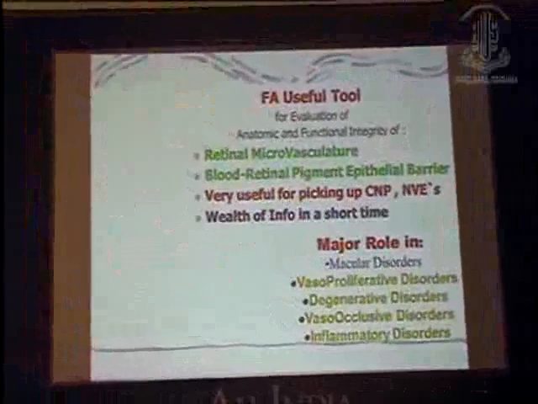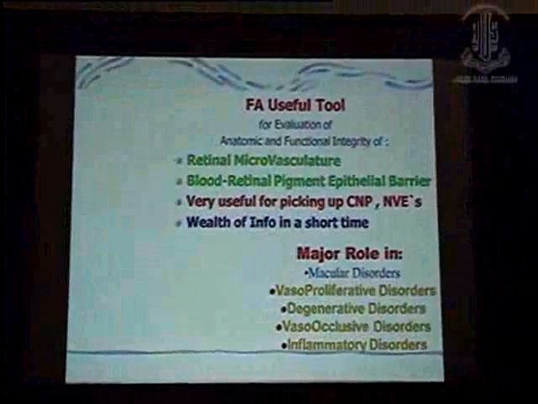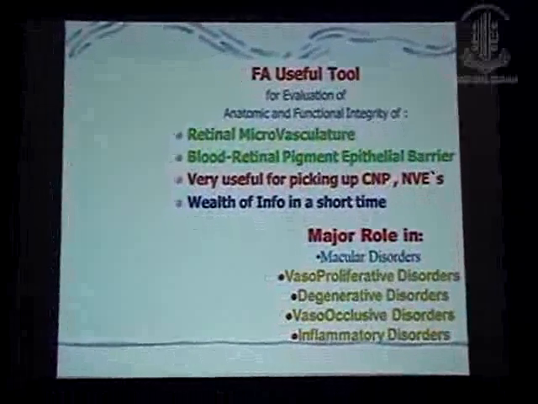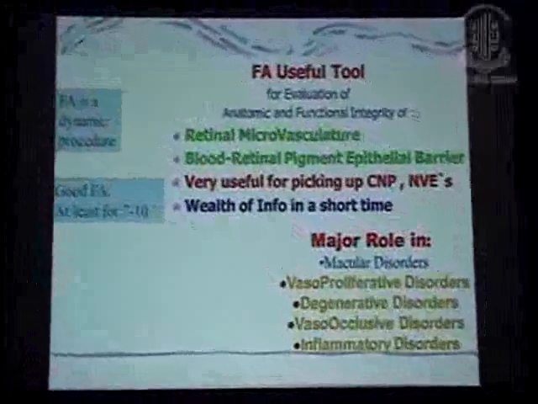After having studied the normal FA, we'll study a couple of diseases, and there's no intention to underplay the role of OCT here. FA, we know, is a useful tool for studying basically microvasculature, for picking up CNP areas which OCT cannot. So we'll study a couple of diseases without wasting much time.